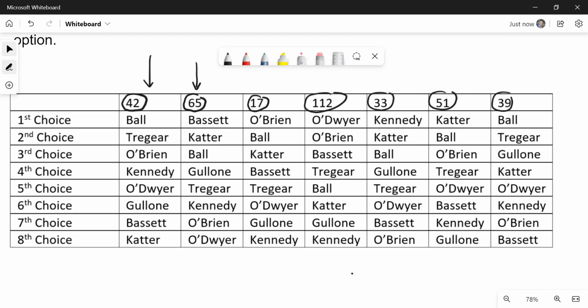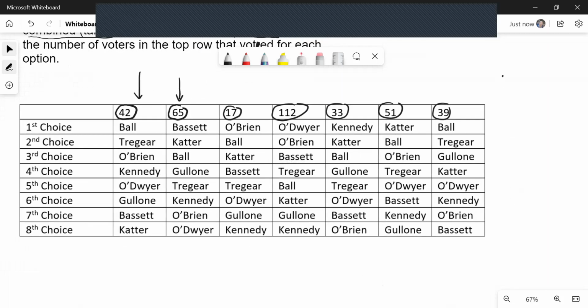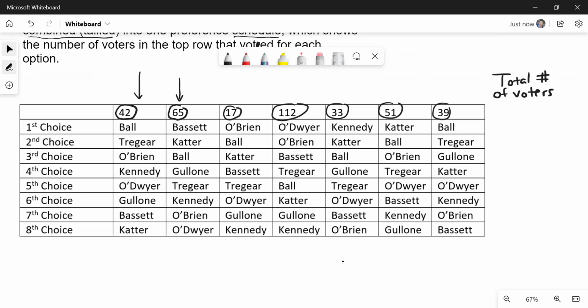One thing to think about with a preference schedule is that it shows you the number of voters, but it may not give you the total number of voters. That's pretty easy to find out just by taking the numbers across the top of the schedule and adding them up. I have a calculator here. I'm going to do it very quickly. 42 plus 65 plus 17 plus 112 plus 33 plus 51 plus 39 is equal to 359 total voters.